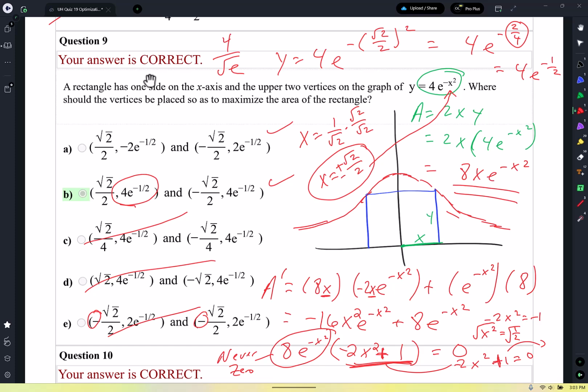To the original, because they want vertices, miss. It says right here, where should the vertices be placed? So it needs to be on the curve. Look, I'm going to use my laser. It needs to be on the curve. So this guy needs to be on this curve. So this is my curve. No, ask, miss. I'm sure others had the same question.